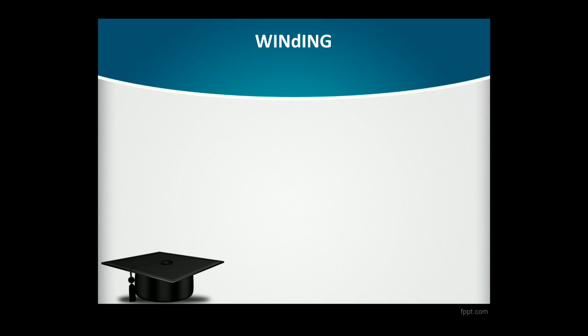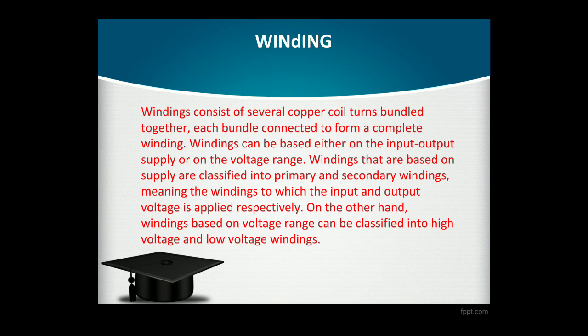Now the next slide is winding. Windings consist of several copper coils, turns bundled together. Winding means when several coils are connected in series, that is called a winding, and each bundle is connected to form a complete winding. Winding can be classified based either on the input or output supply or on the voltage range.